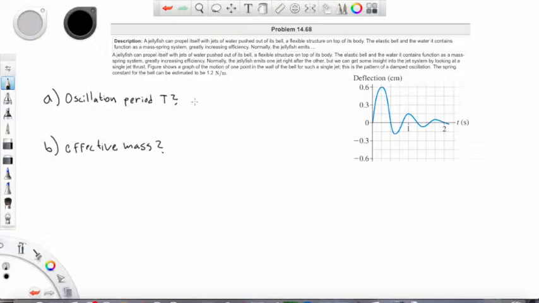So the oscillation period is simply the time difference between two consecutive peaks, for example. This is T1 and the second peak occurs at T2. So the period would be T2 minus T1, which is about 0.75 seconds.